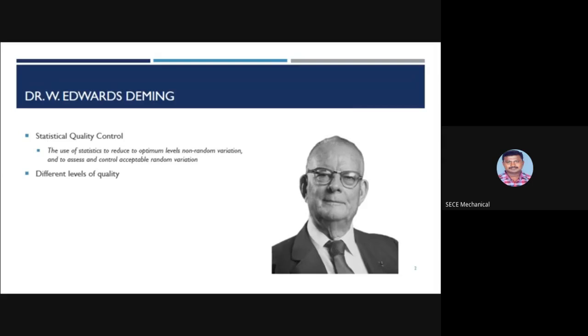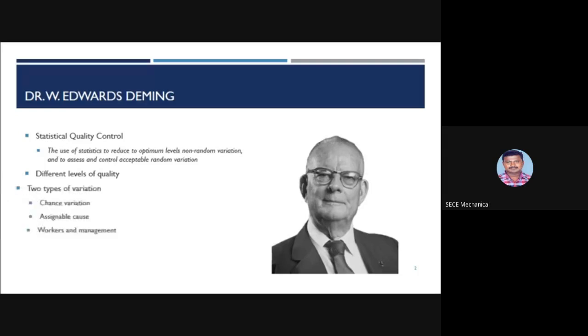Different levels of quality. Quality to Dr. Deming should be defined in terms of customer satisfaction. This means that there are differing levels or values of quality. Quality is what the customer needs and wants. However, since these requirements can change over time, customers need to be continually surveyed to learn their viewpoints.